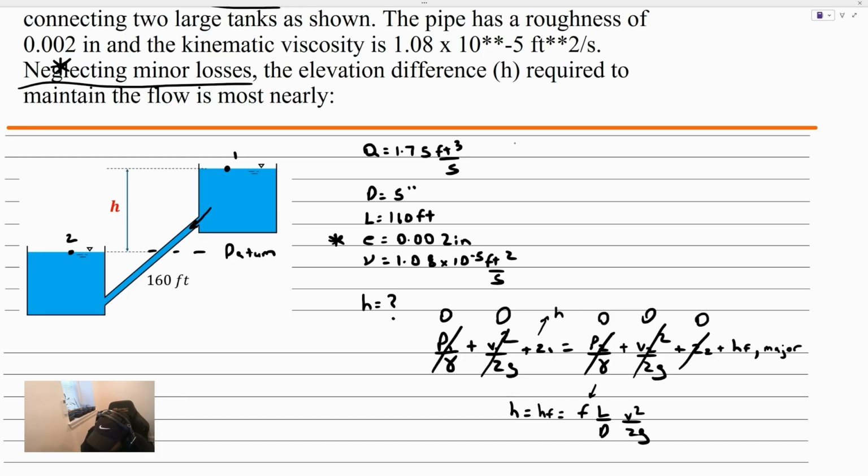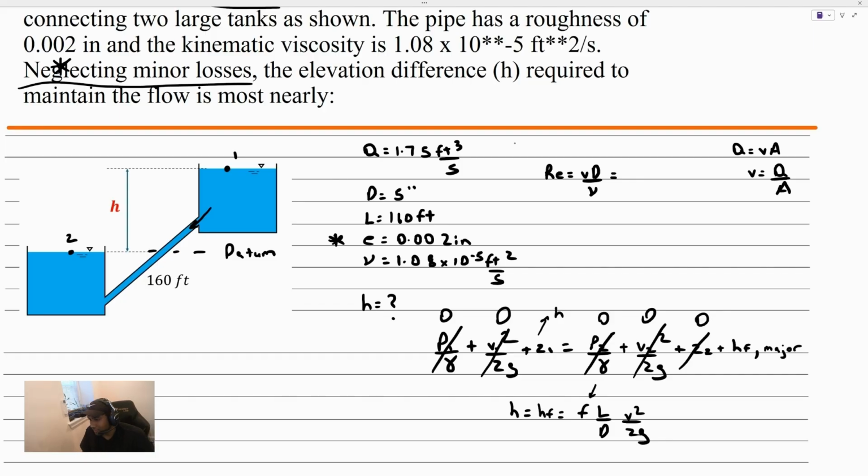We said that we can get this F term here using the Moody diagram, but we have to know the Reynolds number as well as the relative roughness. So let's go ahead and make those calculations now. The Reynolds number is just the speed times the diameter divided by the kinematic viscosity. It's a dimensionless term. So you see here, we're not given the speed, but we are given the flow rate. We know that the flow rate is just equal to the speed times the area, or we could solve for the speed by doing the flow rate divided by the area.